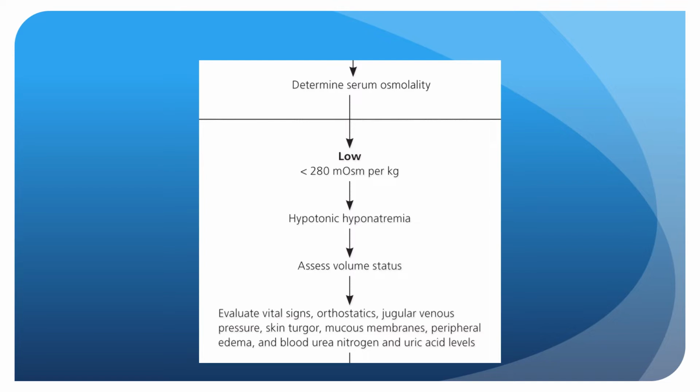To determine that, you need to really know their history. Have they had any nausea, vomiting, diarrhea? Are they dehydrated? Are they malnourished, such as in hypovolemia? Are they hypervolemic, such as in heart failure, cirrhosis, or renal disease? Are they euvolemic, such as what you'll see in SIADH, thyroid disease, or polydipsia? This is when you'll go to the next step.